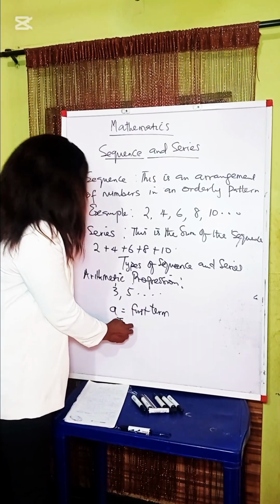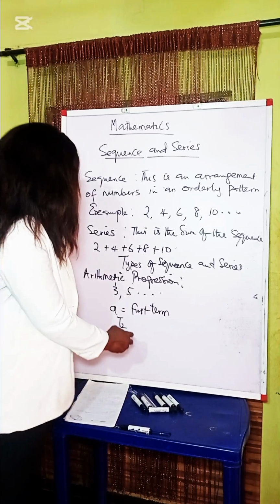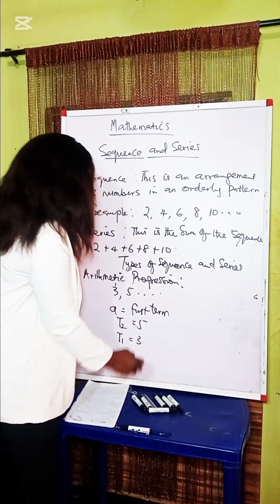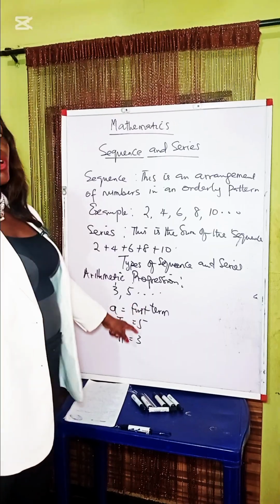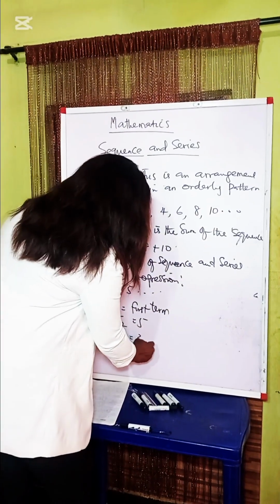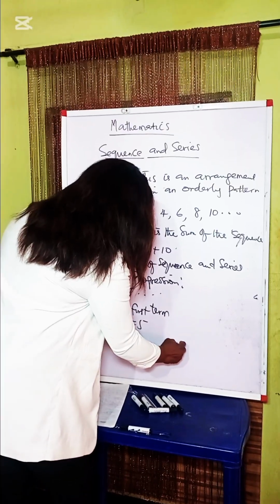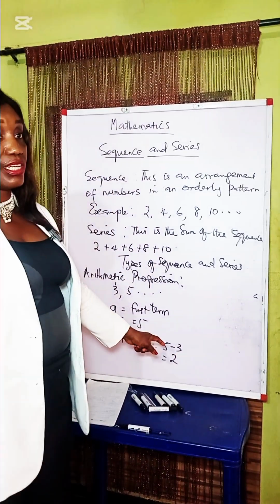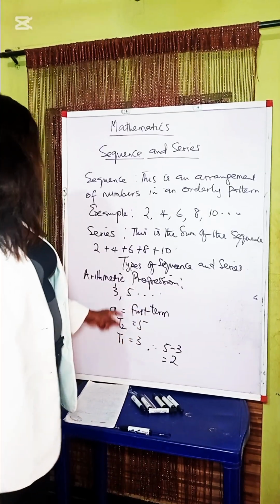The second term, we normally call it T2. So T2 is 5, and T1 is 3. Now, for me to know the constant number that will be connecting this sequence, I will have 5 minus 3, which will give us 2. 5 minus 3 is 2. So 2 here.